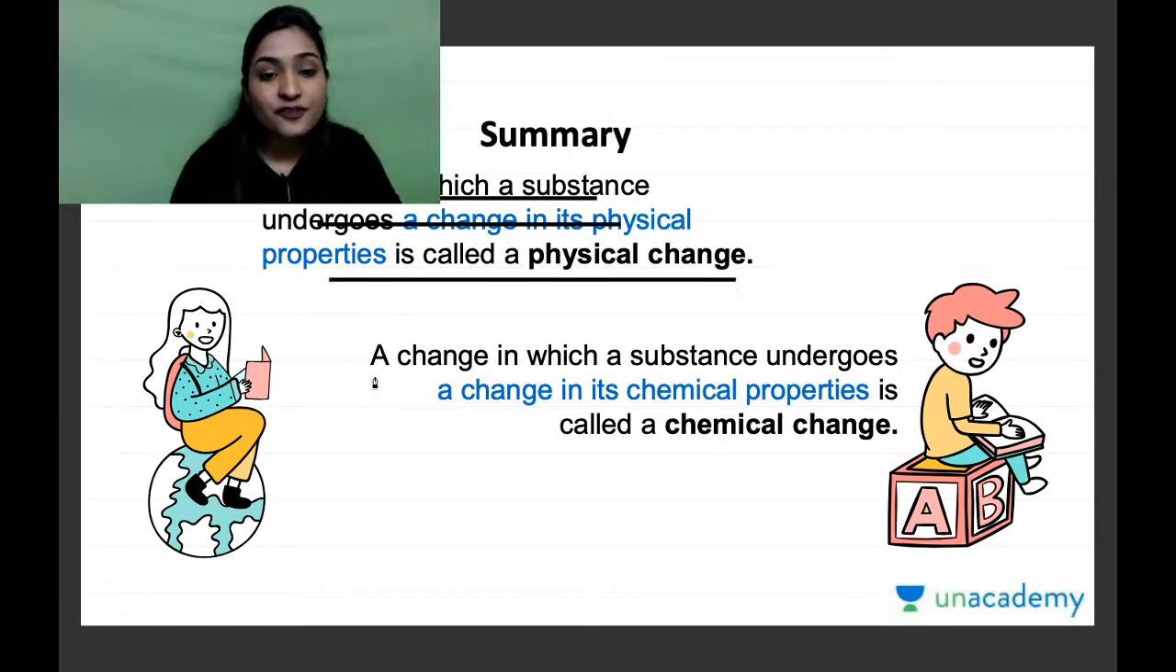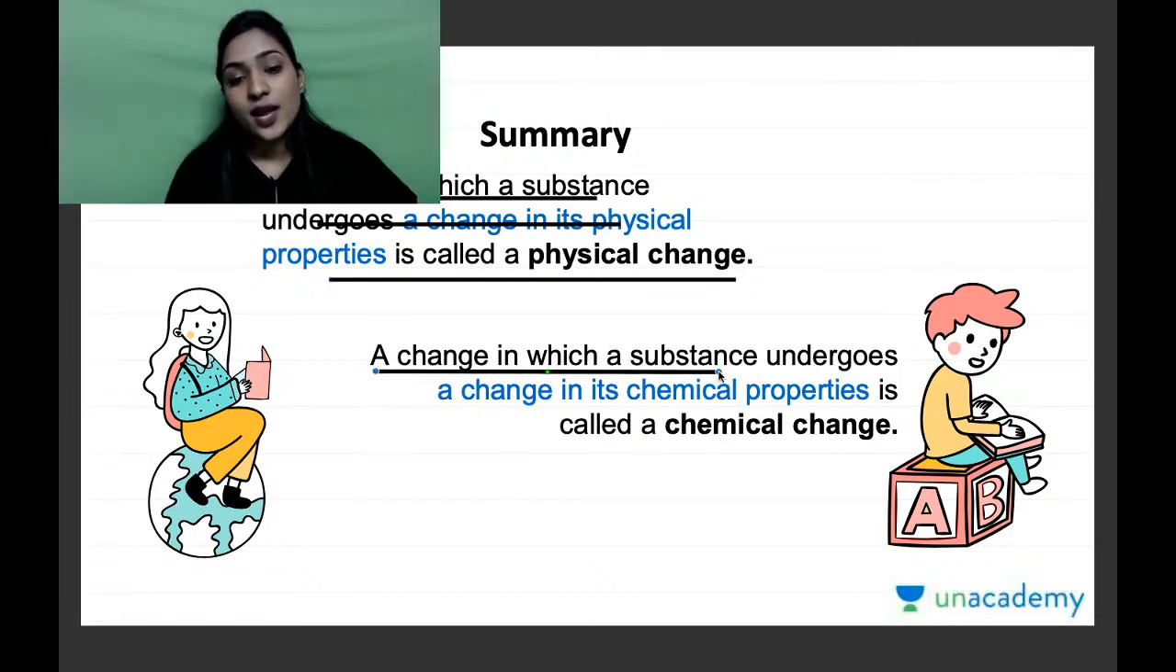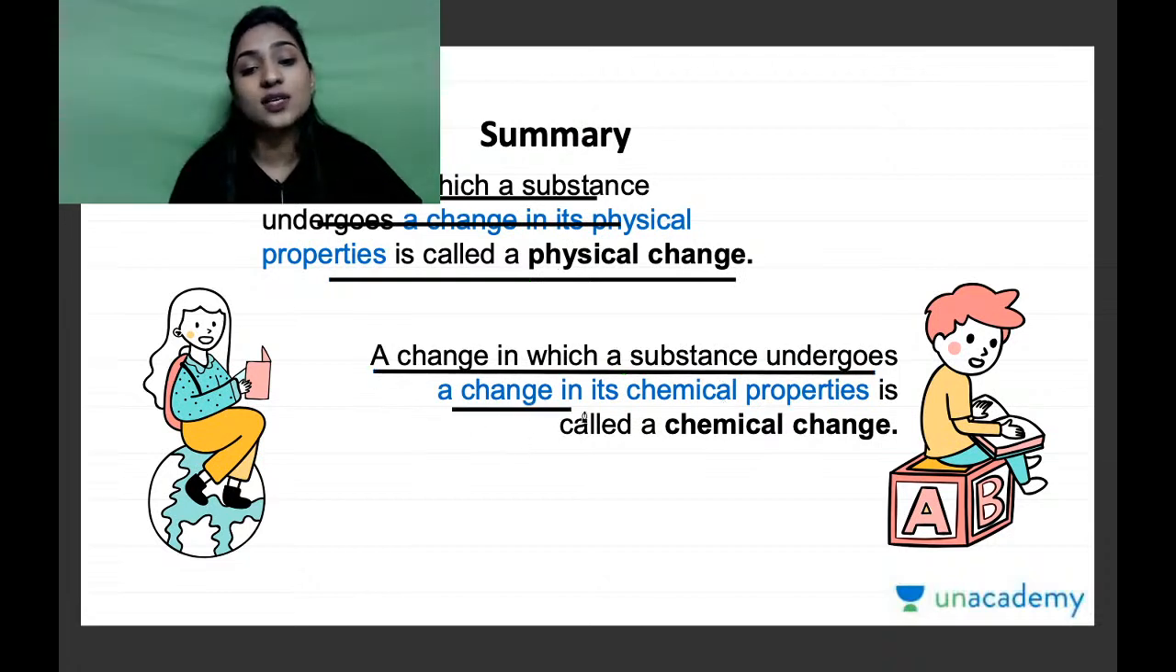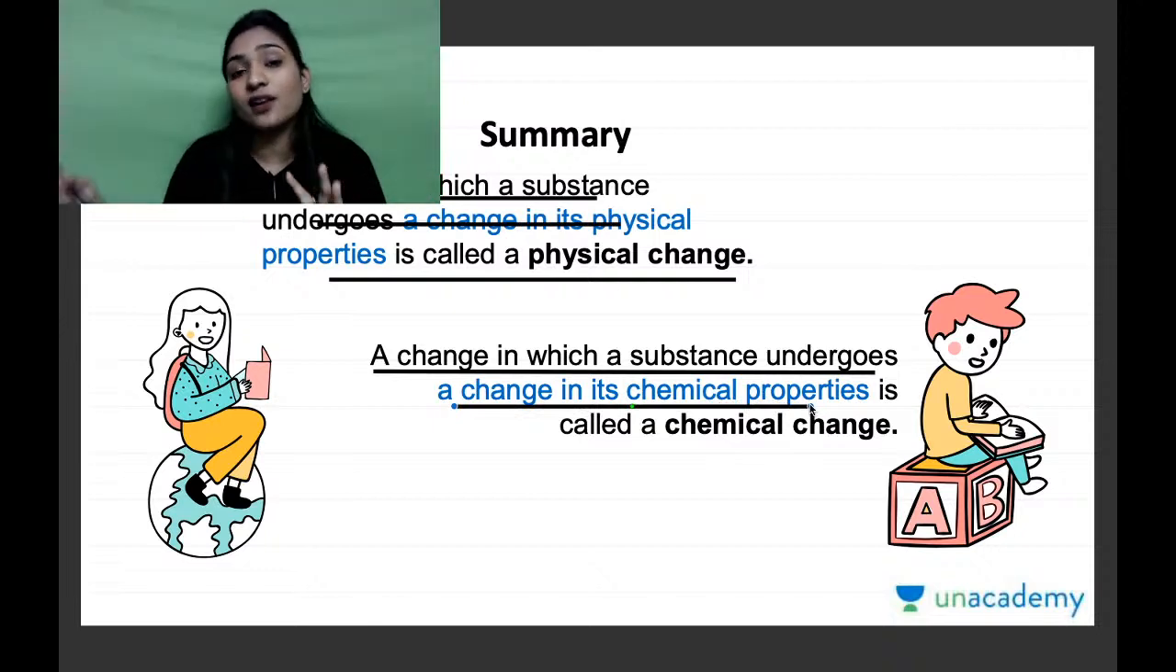Now, if you come to chemical change, a change in which a substance undergoes a change in its chemical properties. जैसे उसका अंदर का chemical formula ही change हो जाए, उसको बोलेंगे chemical change.